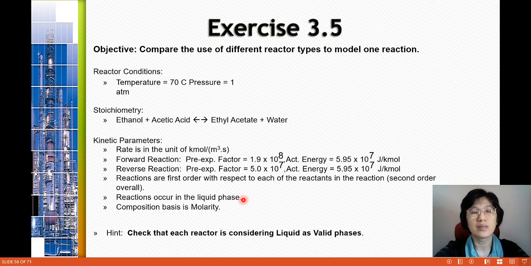The question is also stating that the reaction occurs in liquid phase and the rate is on the basis of molarity, meaning the rate equation is written in terms of concentration. So the hint given here is you have to check that each reactor is considering liquid phase only as the valid phase. So bear this in mind when you want to set the valid phases in the reactor, please choose only liquid.